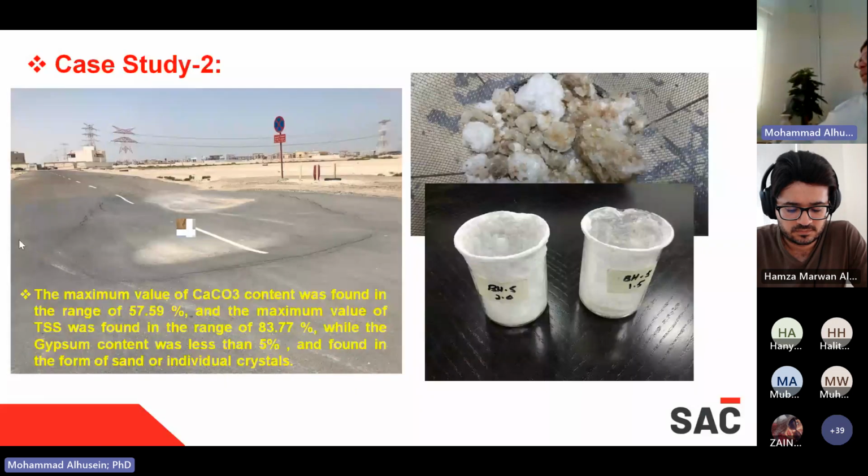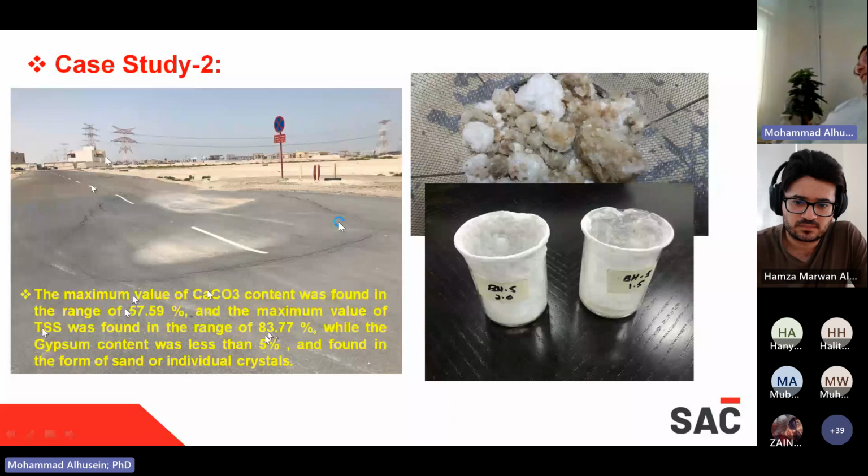This is another case study. Here is the service road. Also, as I told, the engineers ignore the presence of such materials and construct the pavement. But after having this subsidence, we did the investigation. We found that the carbonate was around 60%, and the TDS, total dissolved salts, around 83%. And we took the samples. This is before testing. This is after testing.